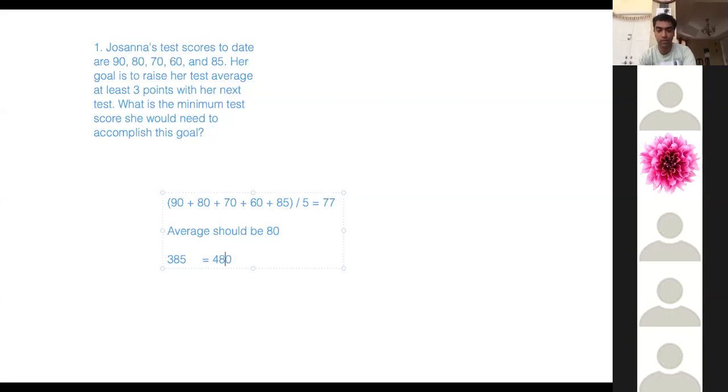Good. So you know 385 plus the last test score, let's call it x, is 480. So x would be 480 minus 385. So that's another way, and then you can confirm this is 95. Now there's actually a third way that you can do this last step. Any other ideas of ways you can do this?